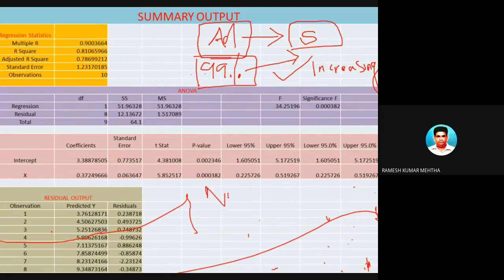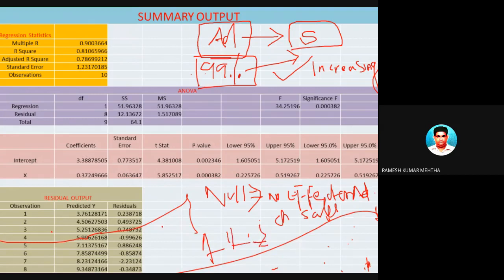The second part: what was the null hypothesis? The null hypothesis was no effect of ad on sales. What was the alternative hypothesis? The alternative hypothesis was there is an effect of advertisement on sales. So where are we going to take this now? Let's go back to our result. Our result is 99%, which is okay. So what does 99% mean? The advertisement is having an impact on the sales.